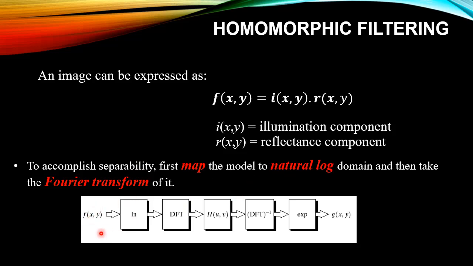So that looks like this. We take f of xy, the input image, and take the natural log of it. That basically separates these two terms into additive terms. Then take the DFT, specify the filter function H of uv, and do the multiplication there. Take the inverse DFT and take the exponential, which is basically the inverse of the natural log here, and then you have the enhanced image g of xy.